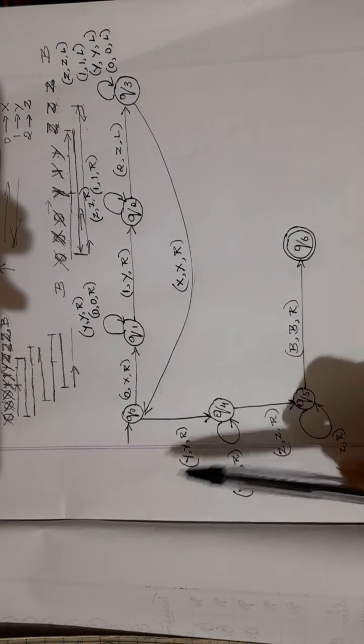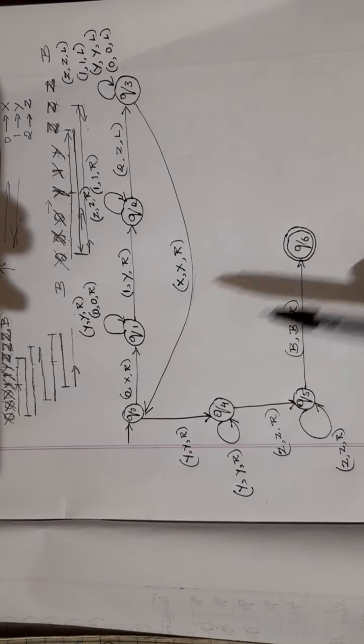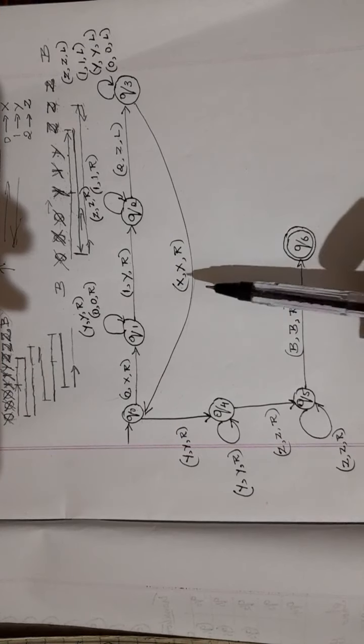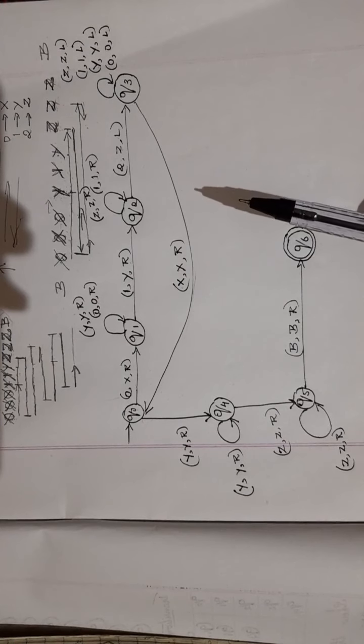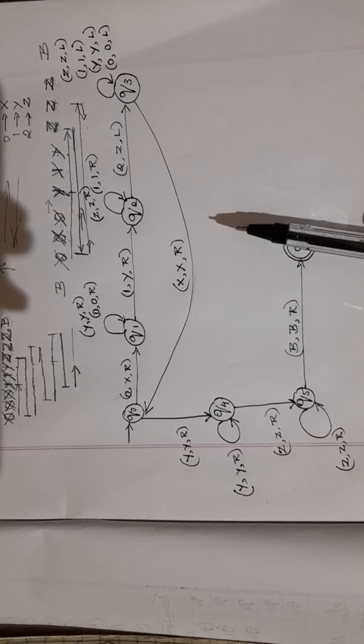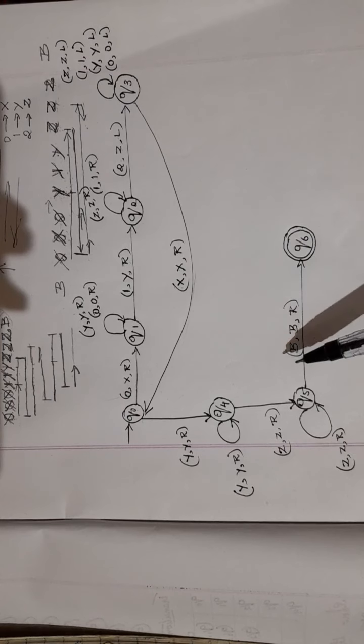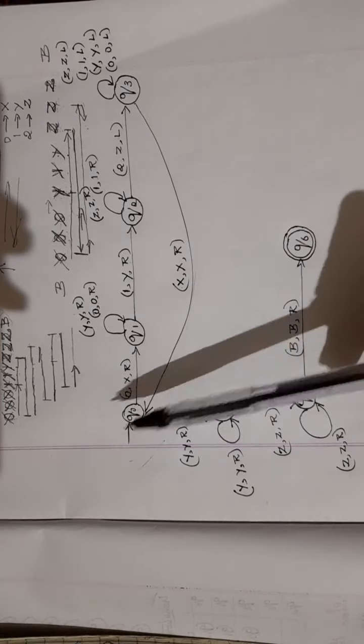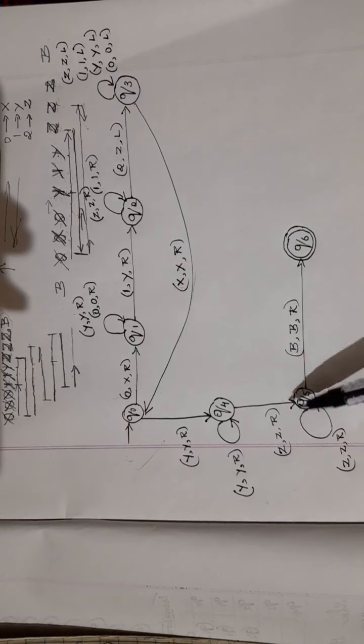So here the starting state is Q0, final state is Q6. Your alphabet is 0, 1, 2, your inputs. Then the different characters you have taken are 0, 1, 2, X, Y, Z, and then B. How many states do you have? You have 7 states: 1, 2, 3, 4, 5, 6, and 7. B is blank, and then draw the table.